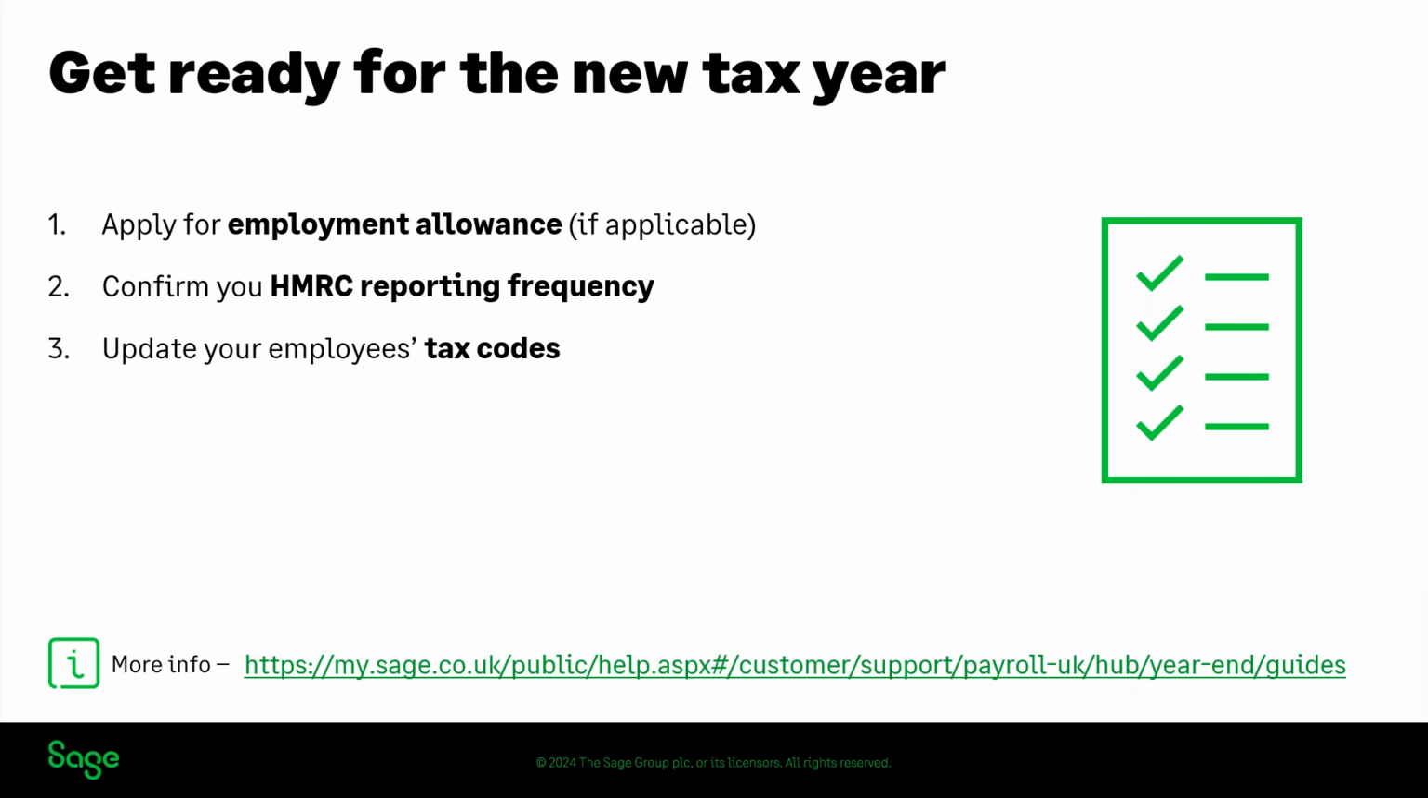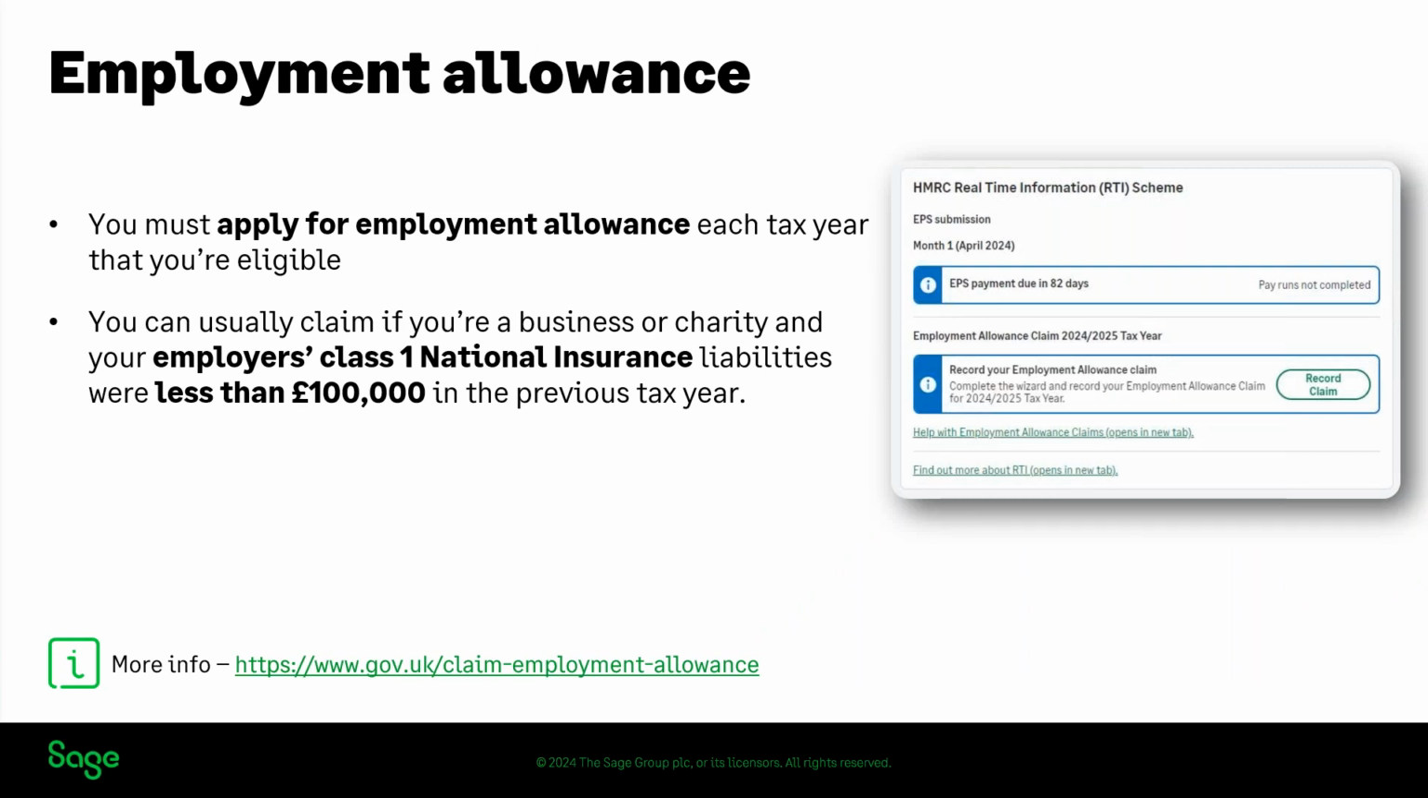So to recap, to get ready for the new tax year, you must apply for employment allowance for each tax year that you're eligible. So you can usually claim if you're a business or a charity and your employer's Class 1 national insurance liabilities were less than £100,000 in the previous tax year. So I've got a link in the slides, so please use that for further information.